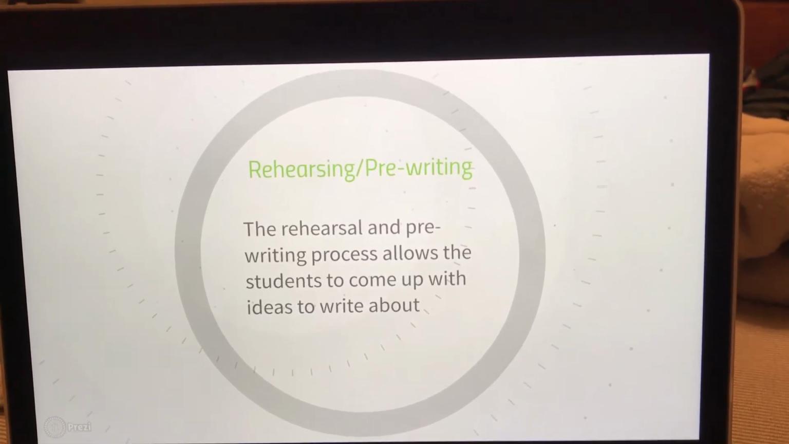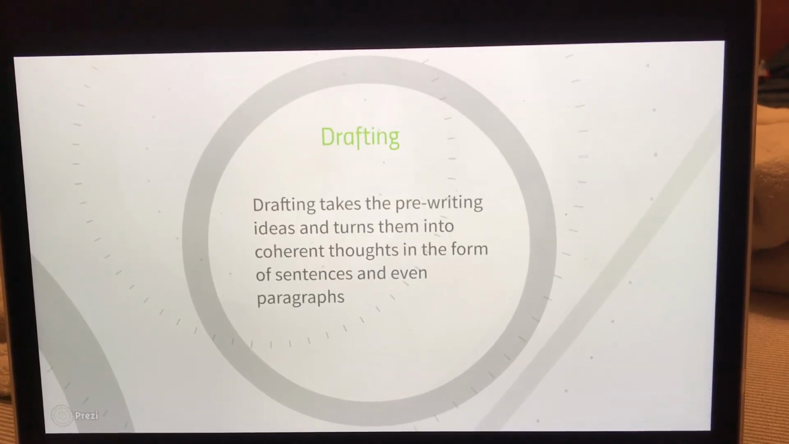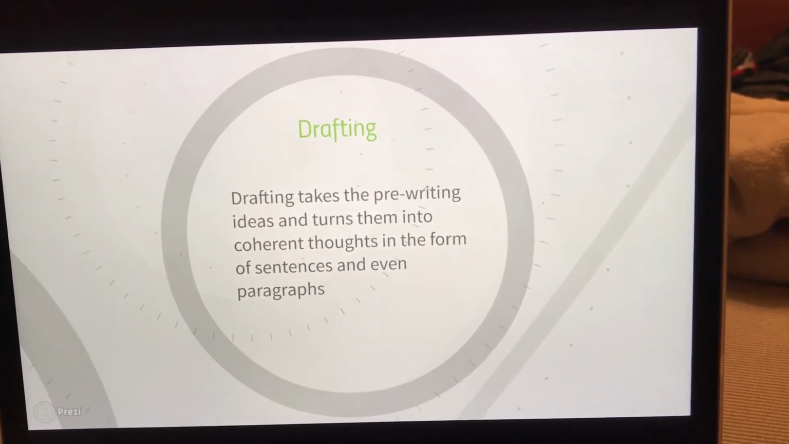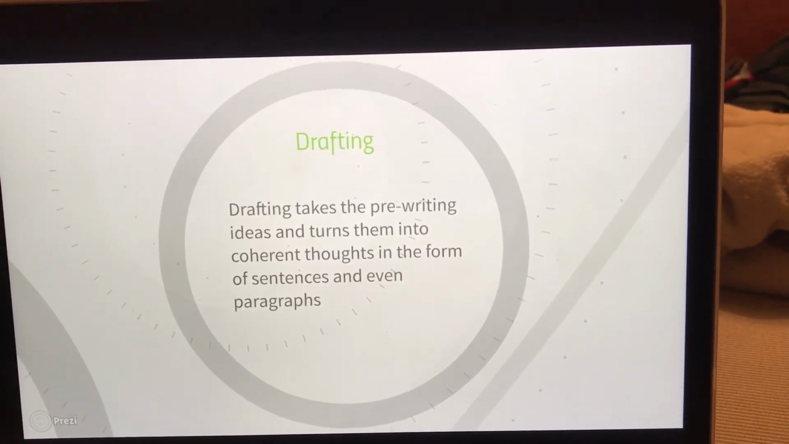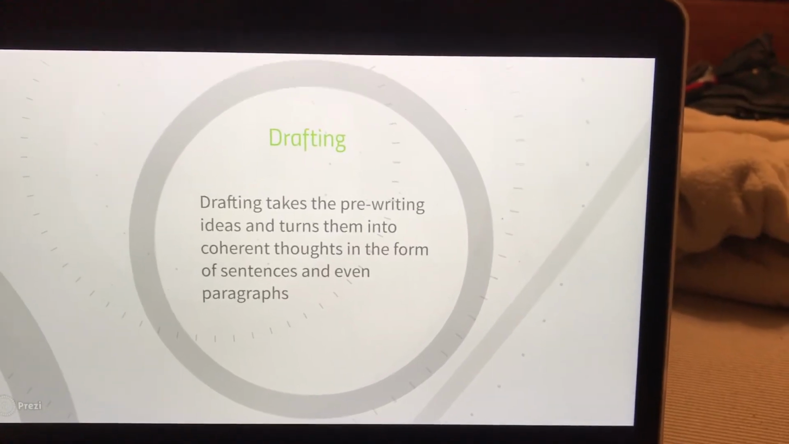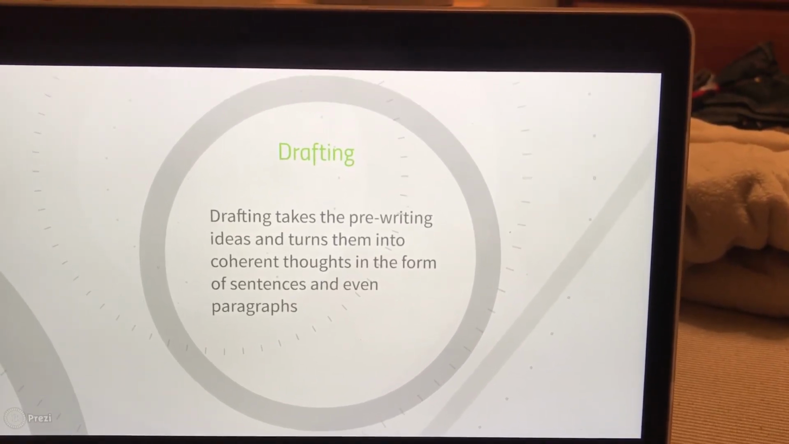Drafting takes the pre-writing ideas and turns them into coherent thoughts in the form of sentences and even paragraphs. This way, the writer or the student gets a chance to get their thoughts out, but doesn't have to have them in a perfect order or perfectly grammatically correct.